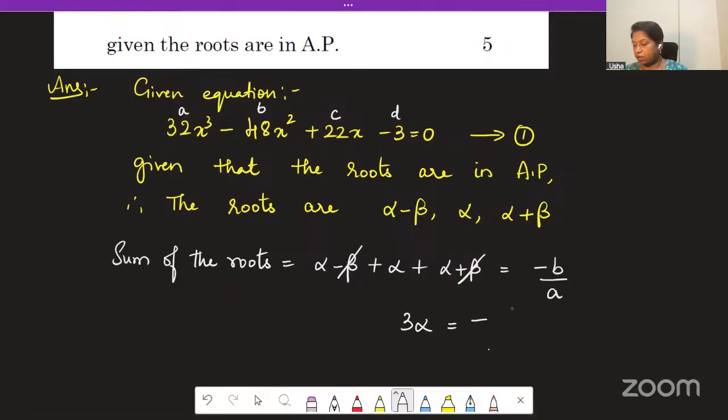Finding lengths of the curve problems, how to find intersection points. We'll do that in the next session.